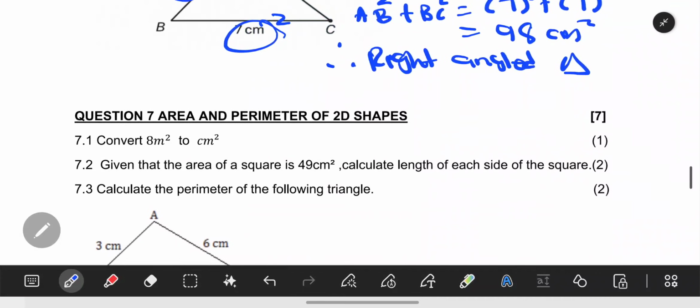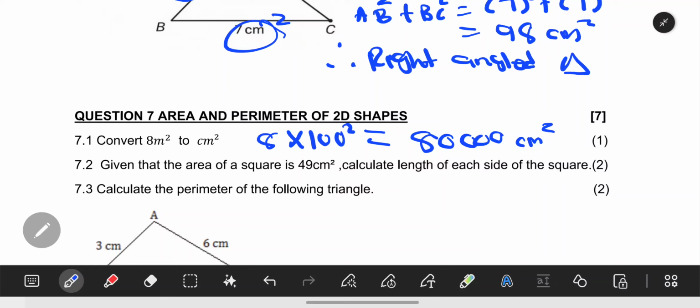And then they say convert 8 meters squared to centimeters squared. So we move from meters to centimeters. We are going to multiply by 100 squared. 8 multiplied by 100 squared, and we are going to get 80,000 centimeters squared.